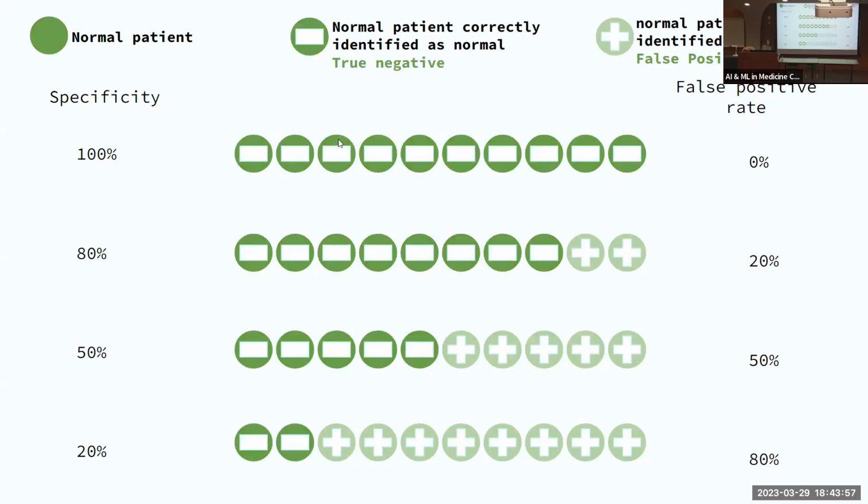For specificity, you want to rule people out. You want to say, I'm sure that this person does not have breast cancer. So all of these greens are normal patients without breast cancer, and the minus means they don't have breast cancer. They're correctly ruled out. If it's positive, it means they're incorrectly told that they have breast cancer when they don't. So a test that has 100% specificity correctly identifies all of the patients that do not have breast cancer. You're not falsely labeling anybody. But with a test that's 20% specific, you're only correctly identifying 2 out of 10 as not having it. So for 80% of patients, you're telling them they have breast cancer when they actually don't.